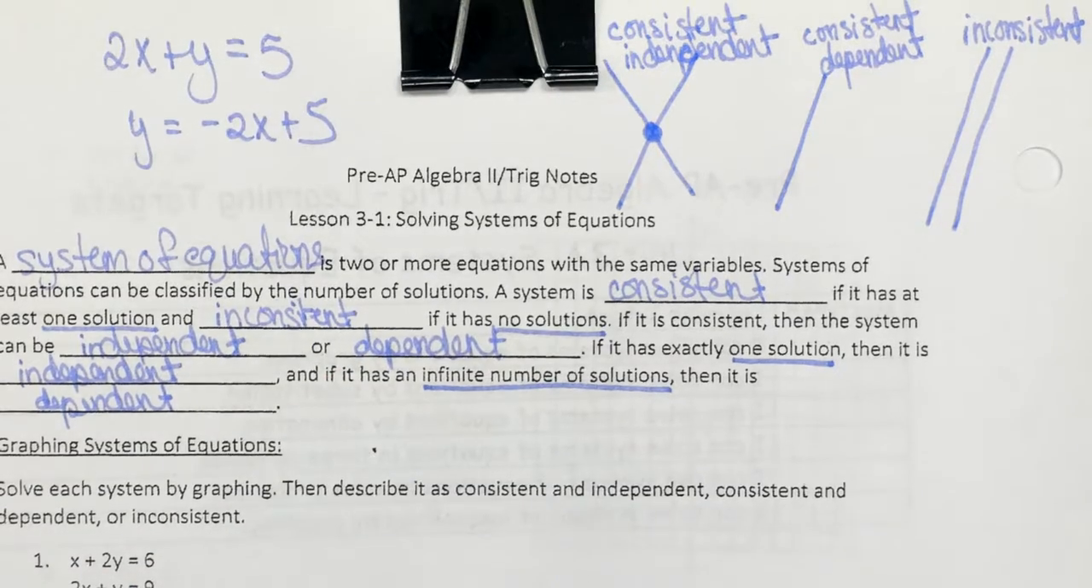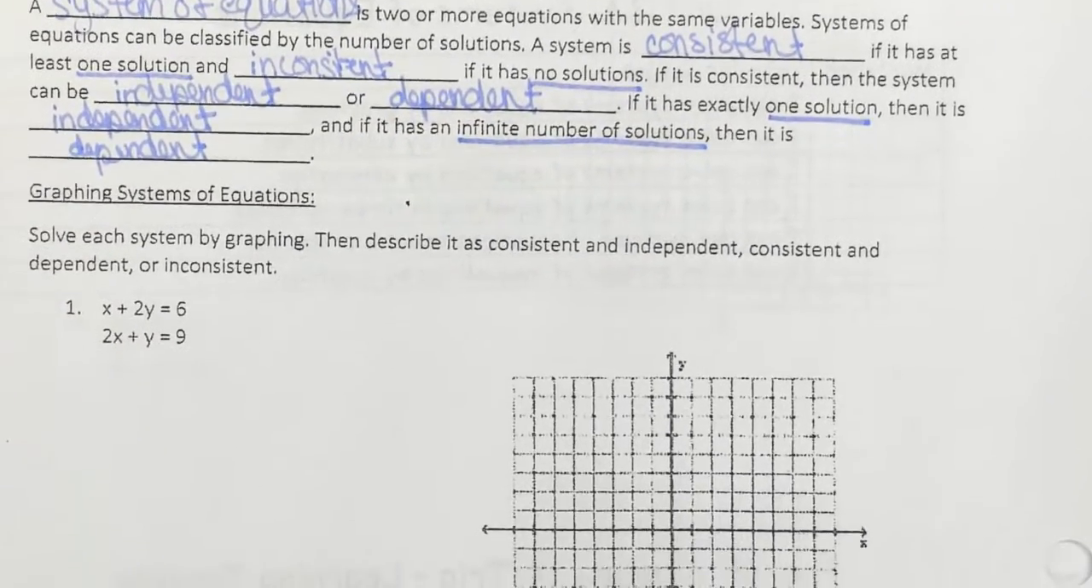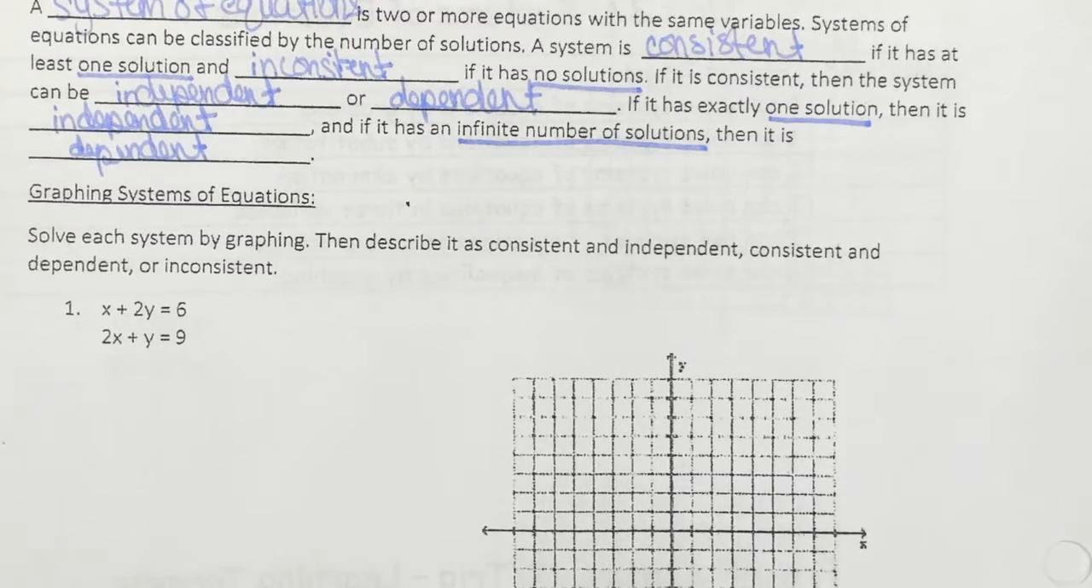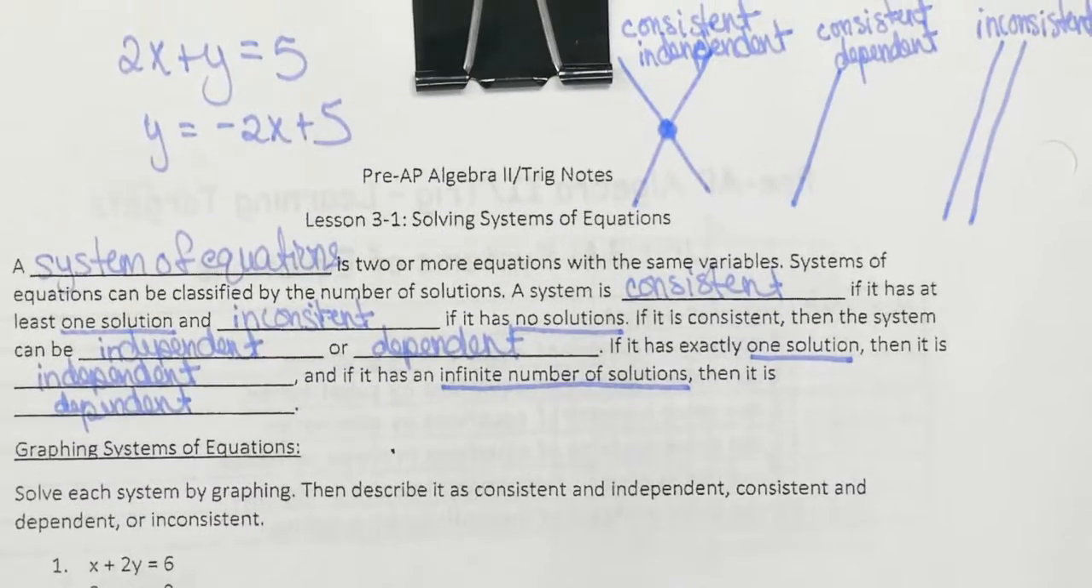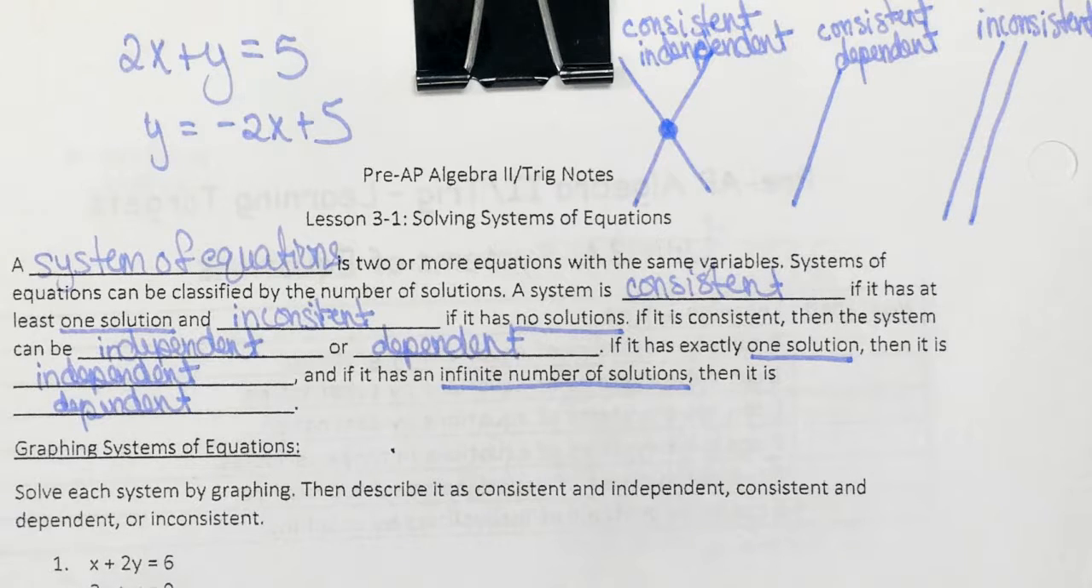All right, so let's go ahead and look at this. Number 1. If you were to subtract, they're the same. So that would be consistent and dependent. Yes, ma'am. Oh, I don't like this stuff. Oh, gosh, I remember this.